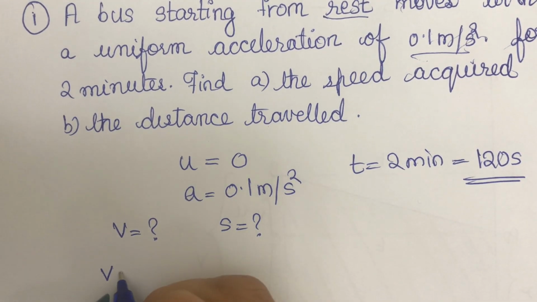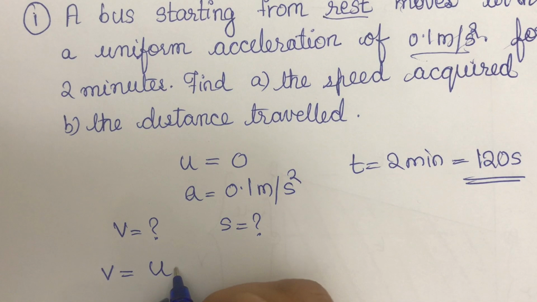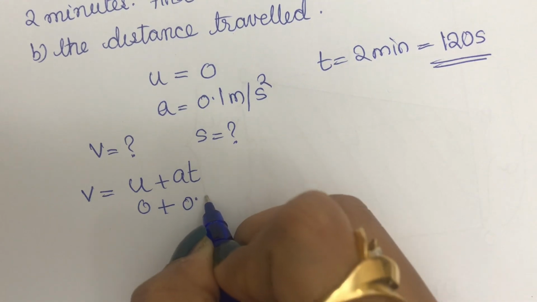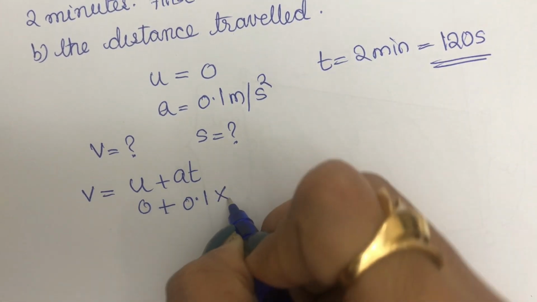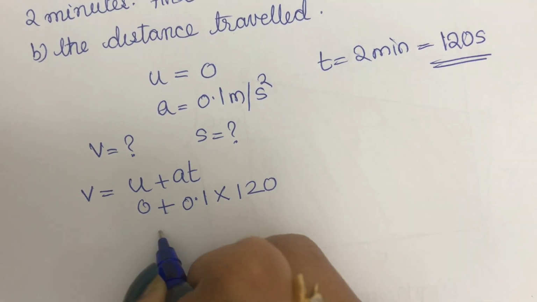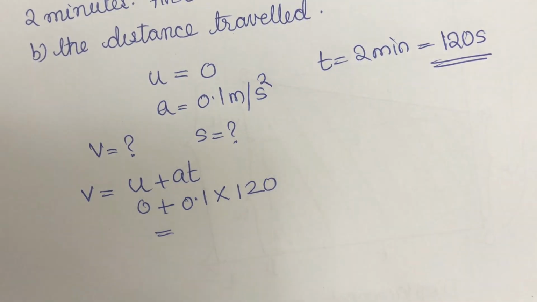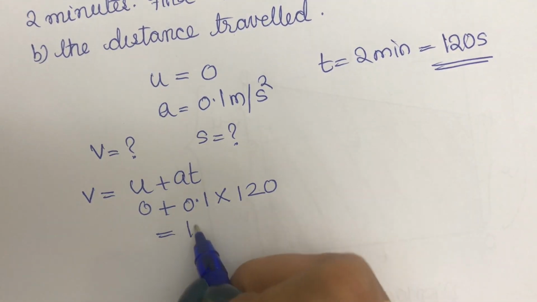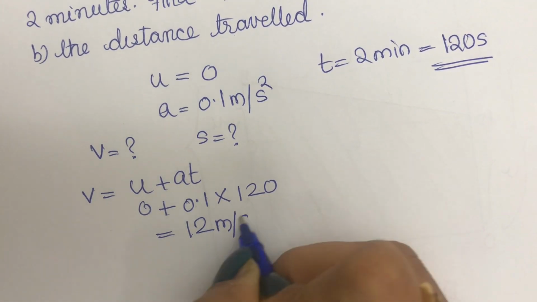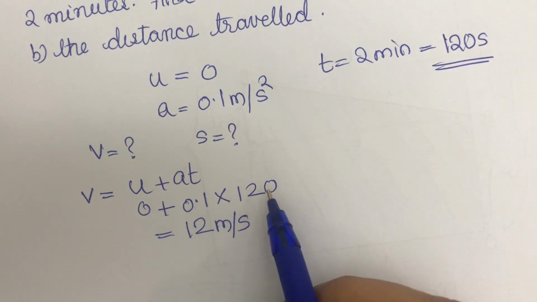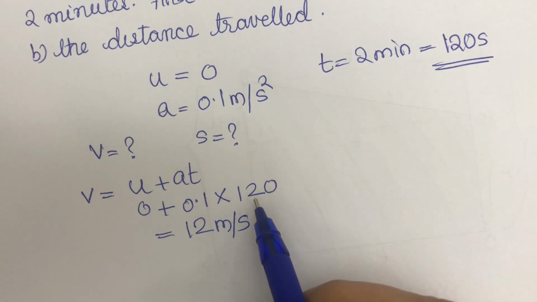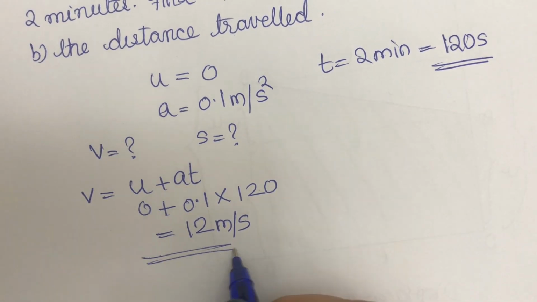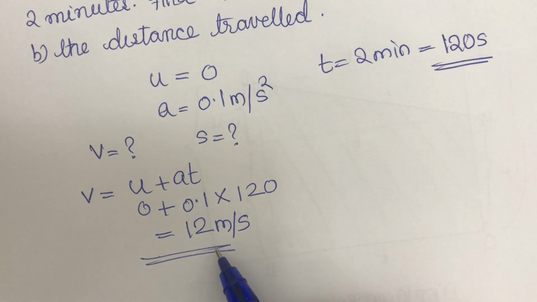So according to the first equation of motion, we have V is equal to U plus AT. That is U means 0 plus 0.1 into T, 120, which is equal to 12 meter per second. Right? 0.1 into 120 is what? We'll cancel this 0, then we'll get 12 meter per second square. So not second square, 12 meter per second. So now you have the speed acquired, that is 12 meter per second.